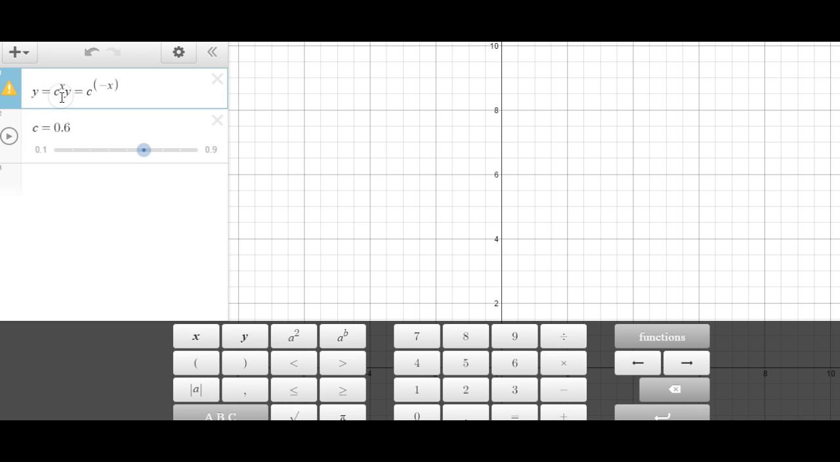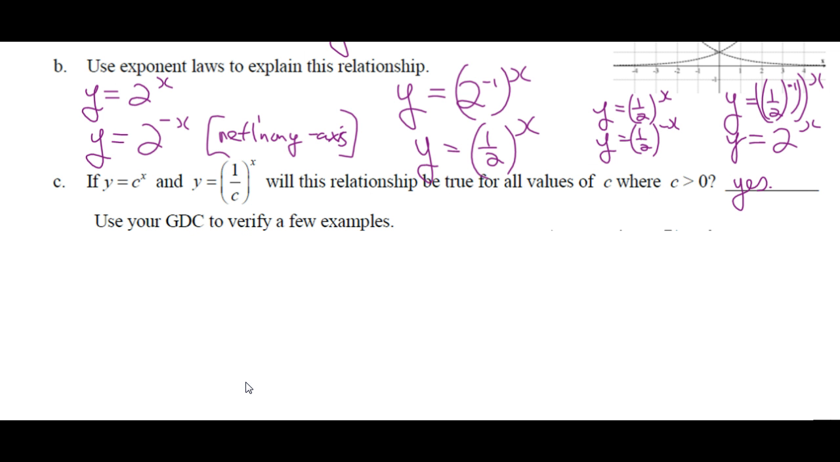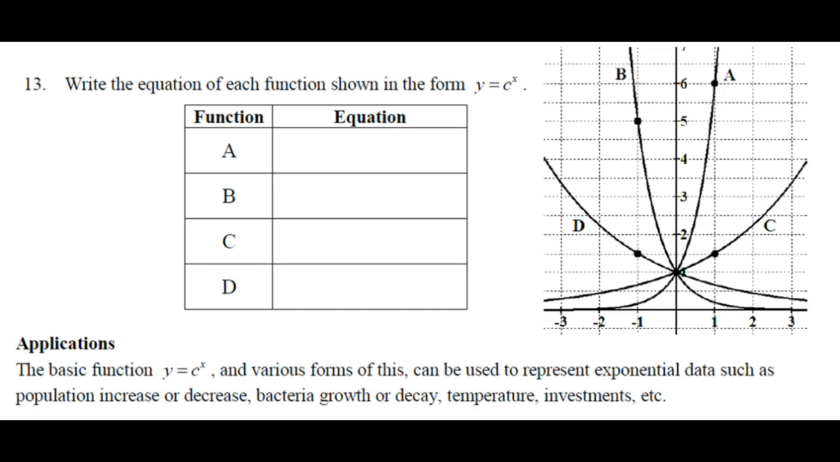Apparently not. Not like that. No. Okay, I don't know. I don't want to spend a lot of time on that. So we're going to say yes, and then verify.